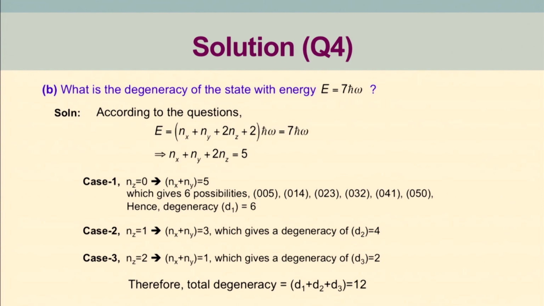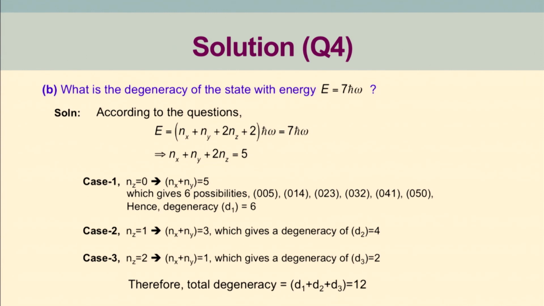Let us fix the value of nz. If I fix nz equal to 0, then nx + ny will be equal to 5. And in how many ways can I get nx + ny equal to 5? There are basically 6 possibilities which will give me the sum to be 5. Here, in the bracketed terms like (0, 0, 5), the first value is the nz value. So for the combination (0, 0, 5), nz is 0, nx is 0 and ny is 5. The first value is nz and the next two values are nx and ny. These are the only 6 combinations for nz equal to 0 which will give me nx + ny + 2nz equal to 5, which means this corresponds to a degeneracy of 6.